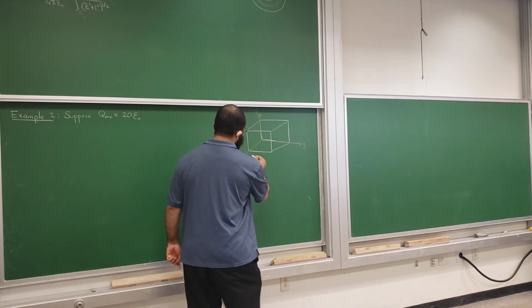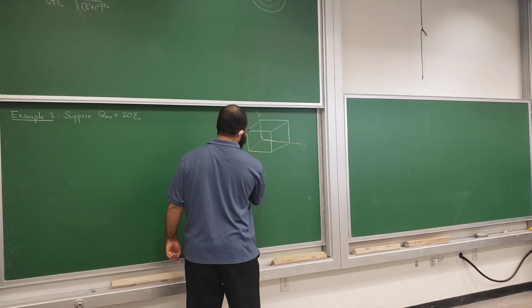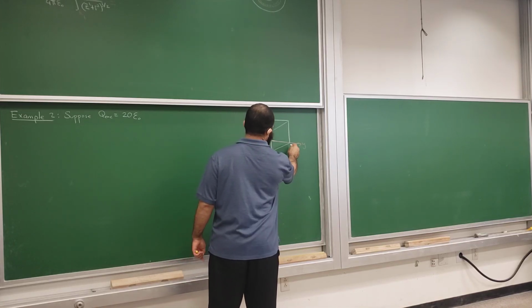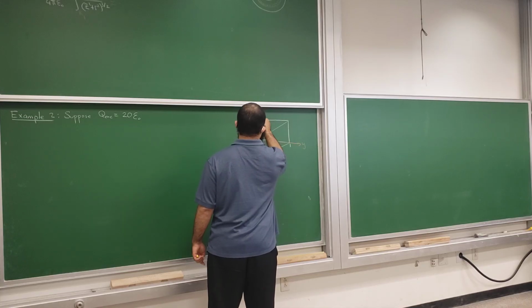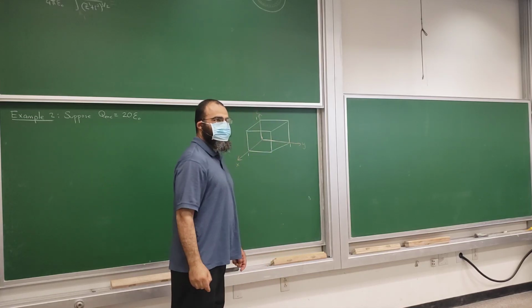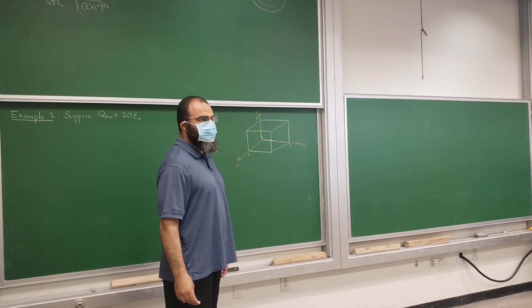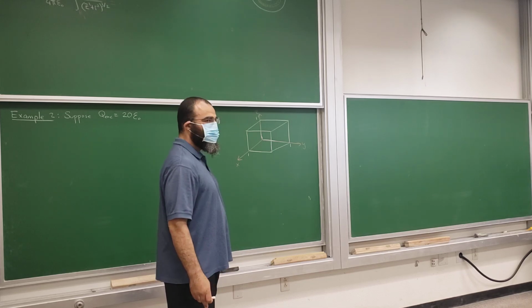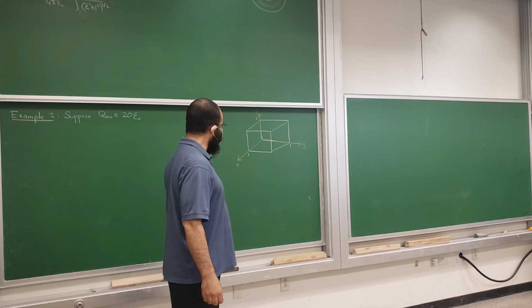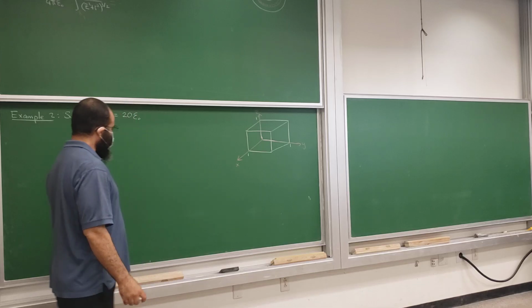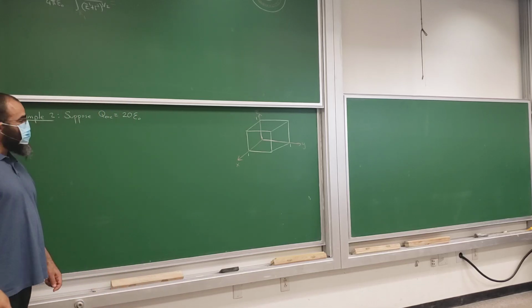This is position 1 on the x-axis, this is position 1 on the y-axis, and this is position 1 on the z-axis. 1 meaning 1 meter. Everything is in SI units. So the charge is sitting somewhere in the middle. I have no idea where.